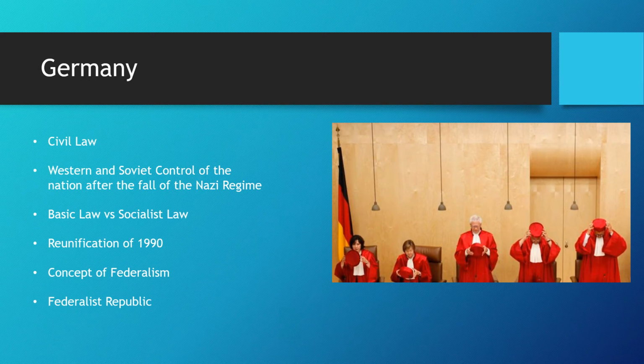The third justice system on our list to be analyzed here is that of Germany. Germany, like France, is under a civil law system, but their major historic event wasn't a revolution. It was that they were on the losing side of a war, World War II. After the Nazi regime fell, the country was divided into two basic sections, one controlled by the Soviets and the second controlled by England and the United States, the Western powers.